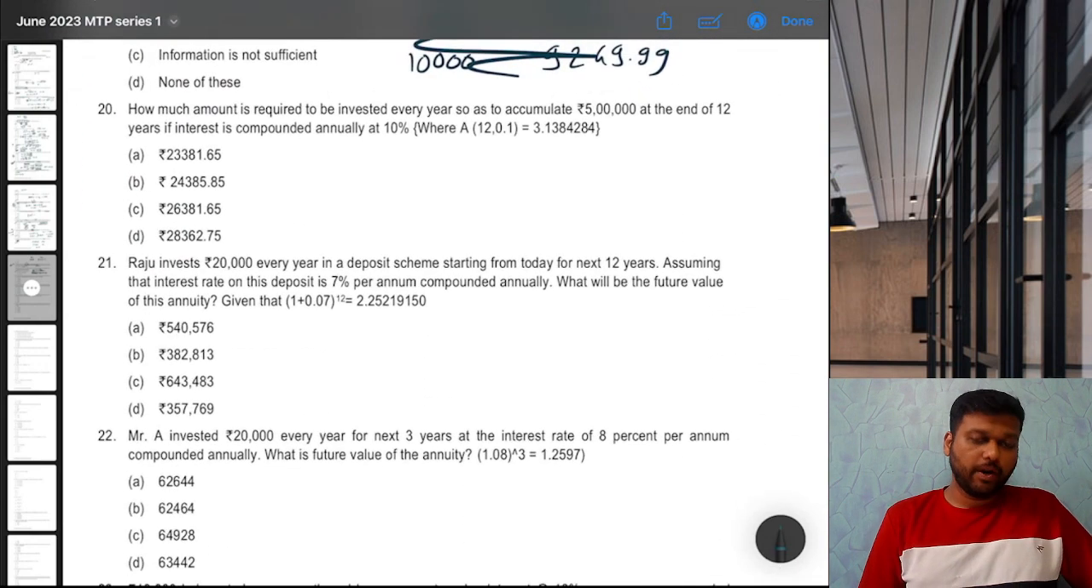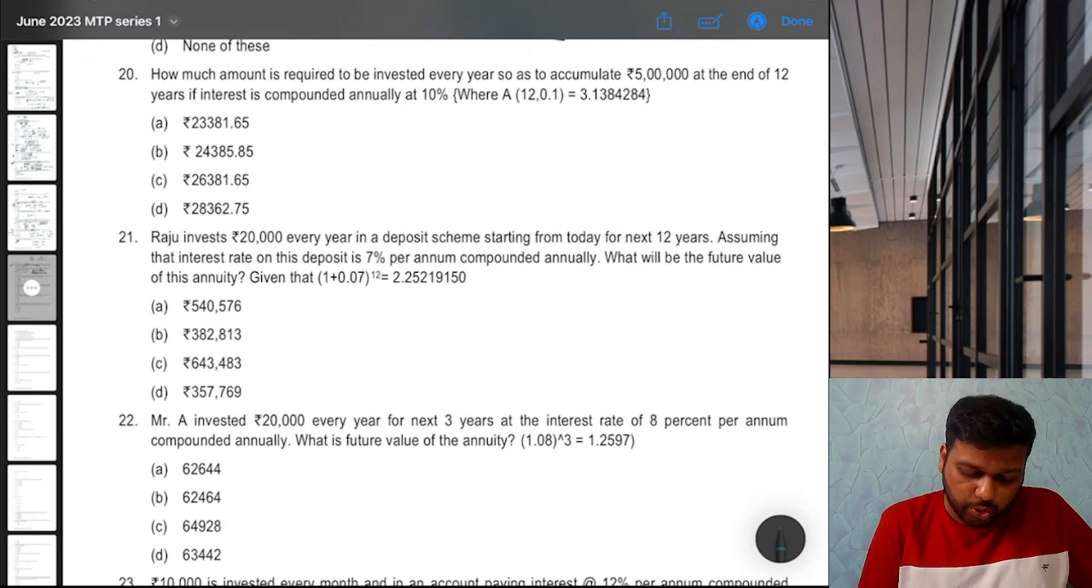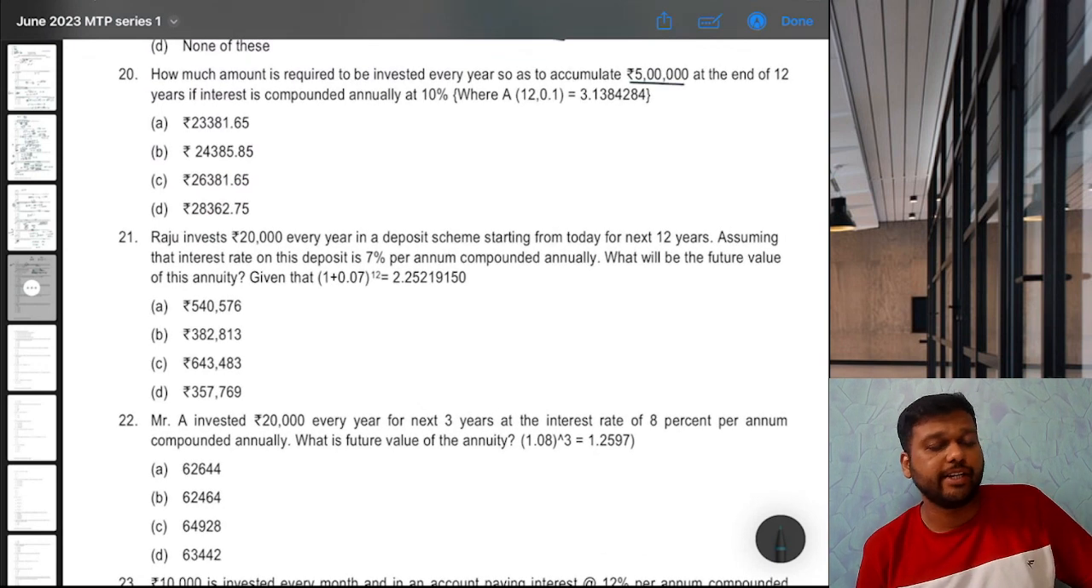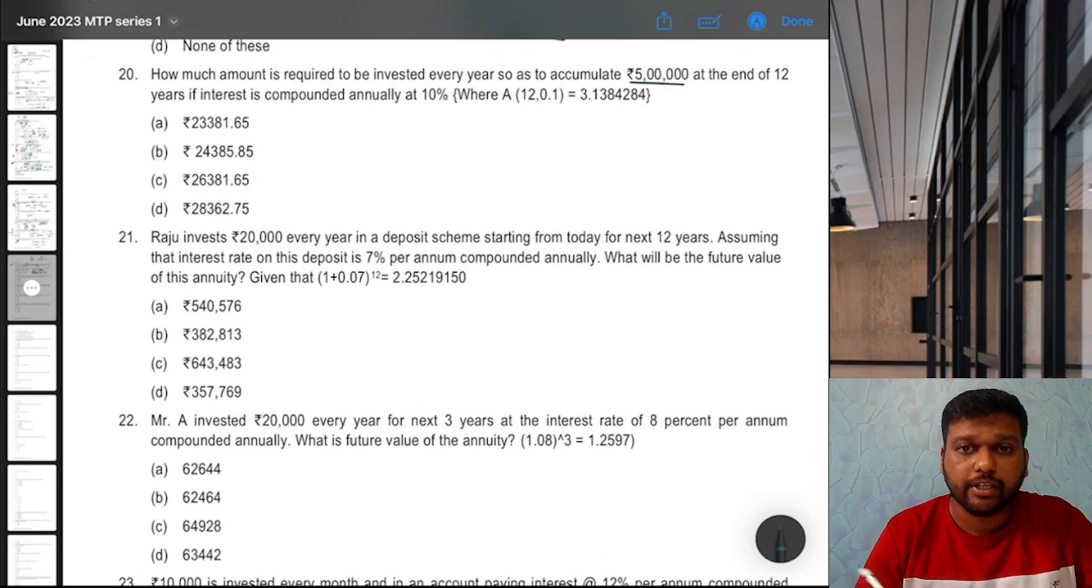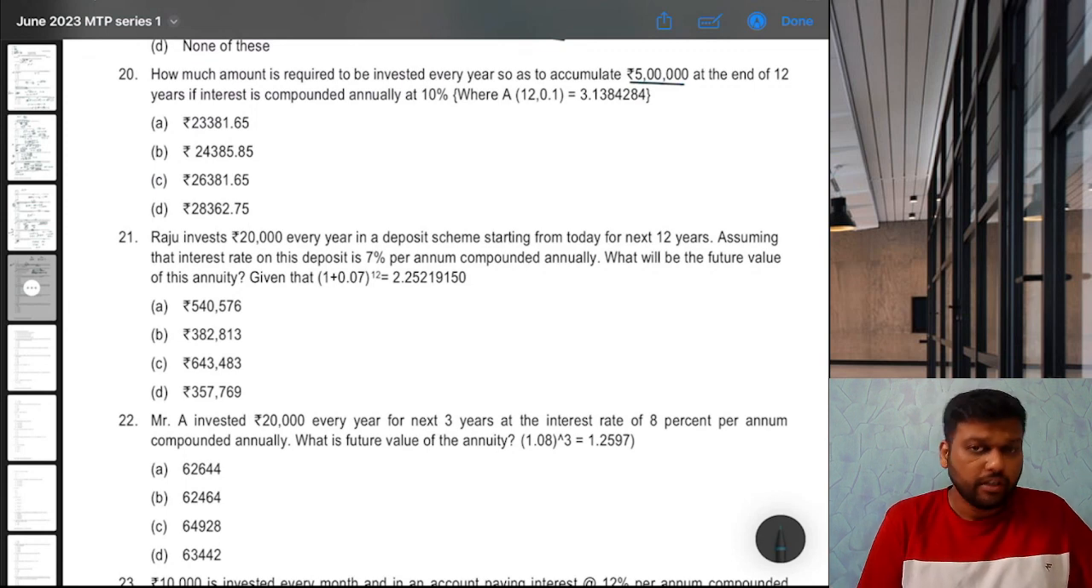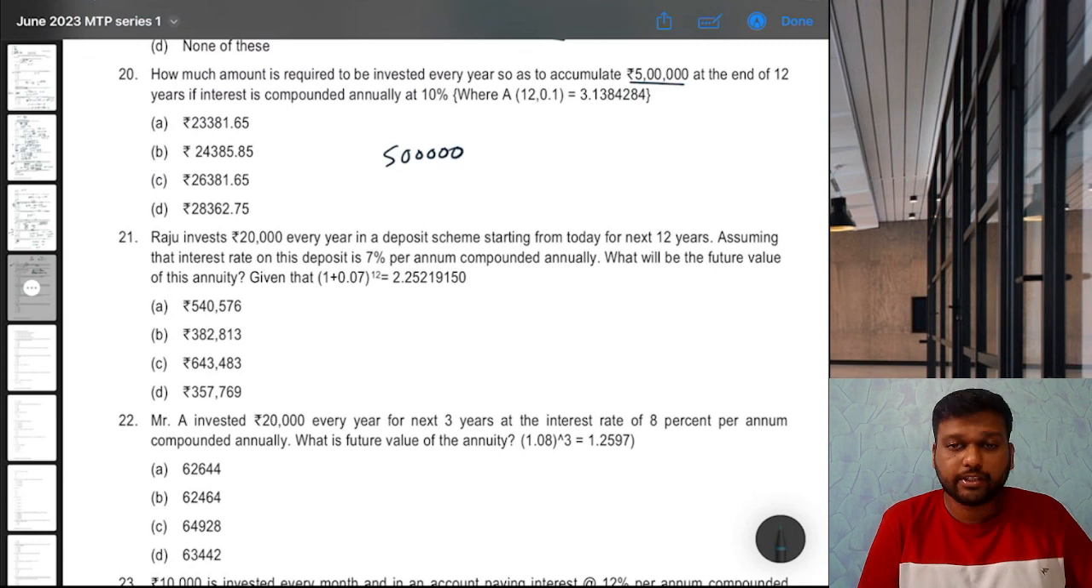How much amount is required to be invested every year so as to accumulate 5 lakhs at the end of 12 years if interest is compounded annually? This is a question of future value of annuity. For future value, you just need to know the formula. Future value of annuity, this is what we are going to receive, right? It is annuity amount into 1 plus i raised to n, which they have already given.